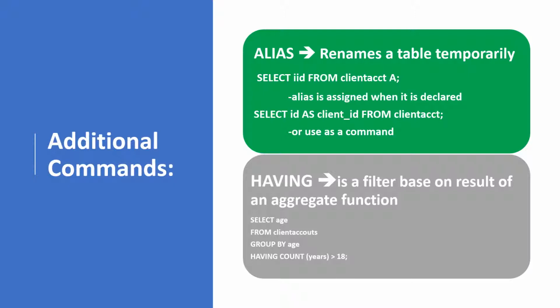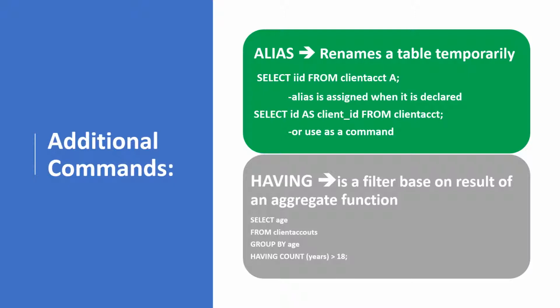Aliases rename the columns and tables temporarily. So when you create a new column, for example, we select ID from a table, and then we assign an alias to it. It is indicated with AS, and then we name the column by declaring a name for that specific column or use it as a command.